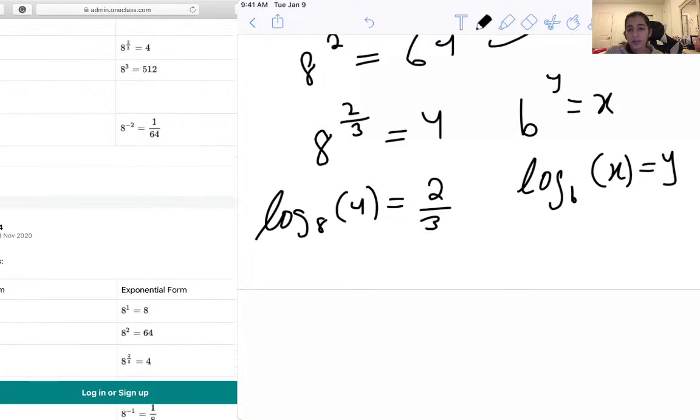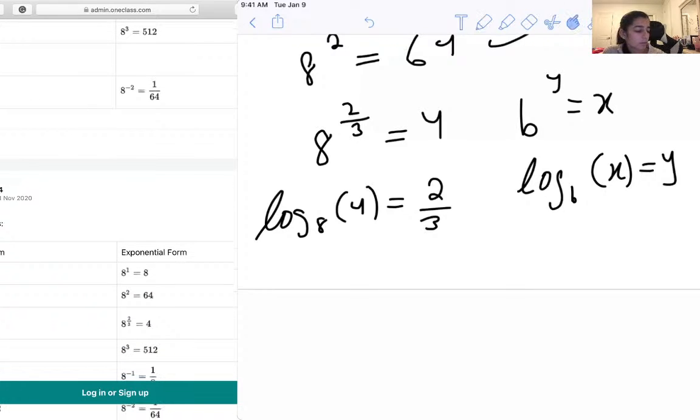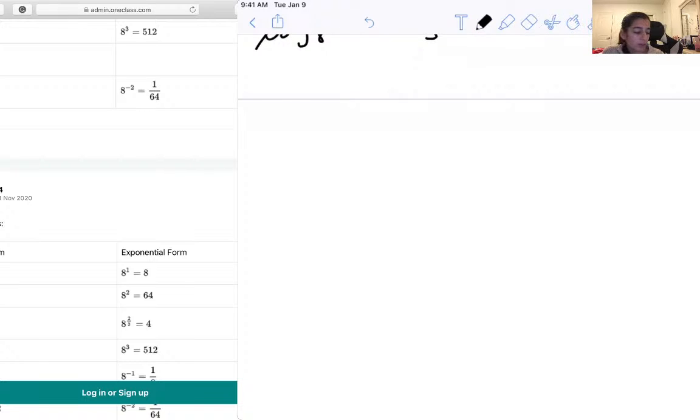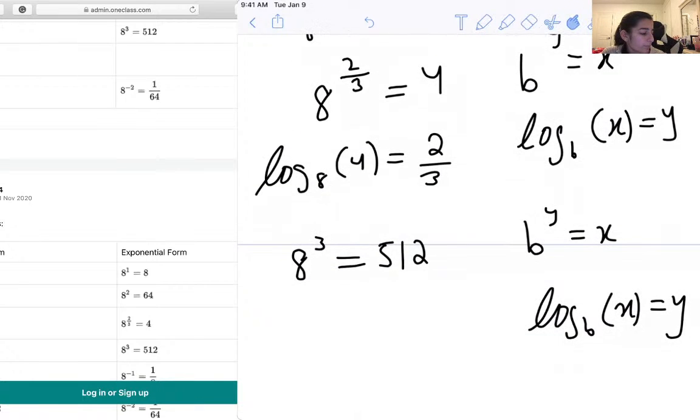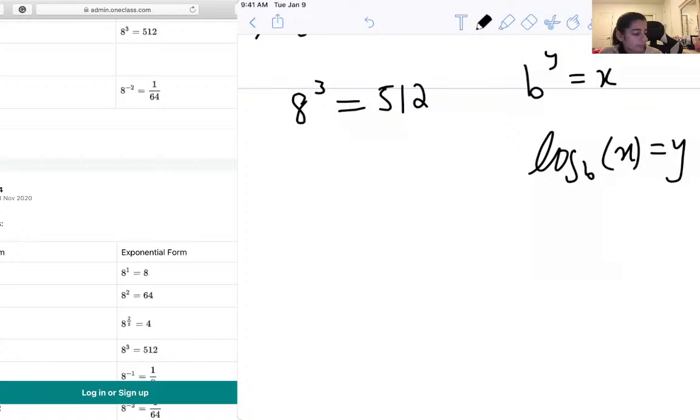Our next question is 8 to the power of 3 is equals to 512, and we need to convert that into logarithmic. So again, this is b to the y is x, log of b x is equals to y. So our b is 8 in this situation, our x is 512, and our y is 3.